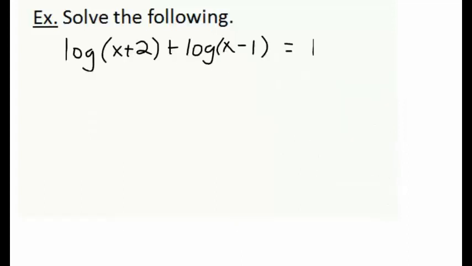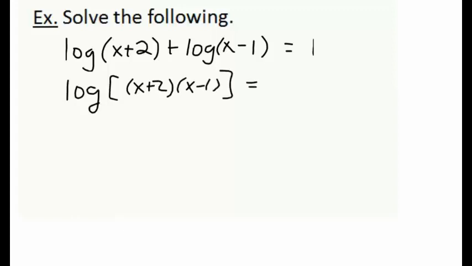In our second equation, we're going to have to use laws of logarithms in order to solve this equation. So here we have log base 10 of x plus 2 plus log base 10 of x minus 1 is equal to the number 1. Now, since both of these logarithms have the same base, we can use the laws or the properties that we saw in lesson 5. So here, addition on the outside is going to become multiplication on the inside. So we can rewrite this as log base 10 of x plus 2 times x minus 1.